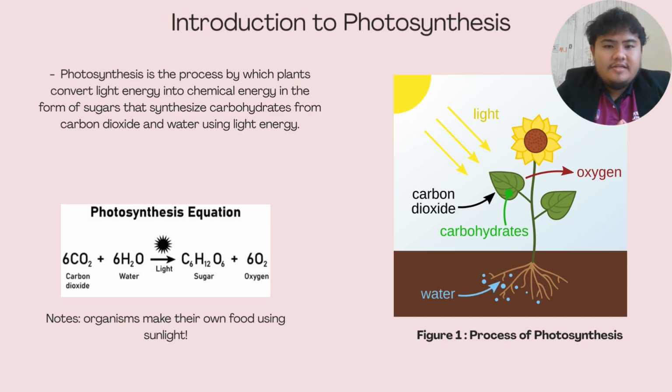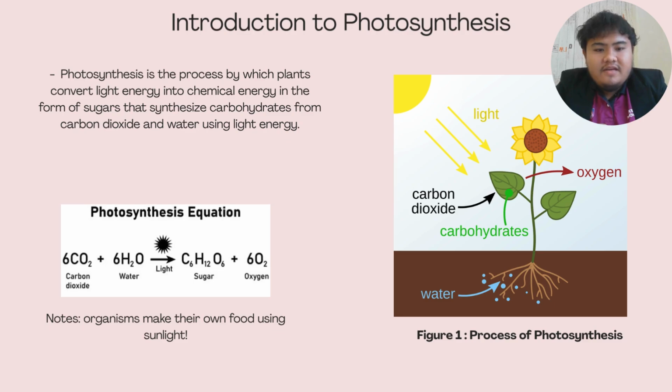Alright. The introduction to photosynthesis. What is photosynthesis? Photosynthesis is the process by which plants convert light energy into chemical energy in the form of sugars, synthesizing carbohydrate from carbon dioxide and water using light energy. As you can see from the photosynthesis equation, photosynthesis takes carbon dioxide and water, and with the input of light energy, produces glucose as a sugar, and oxygen. This is a remarkable transformation.